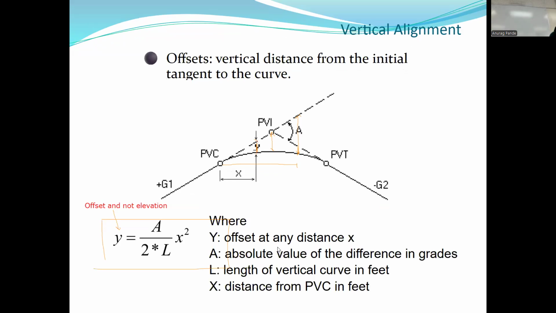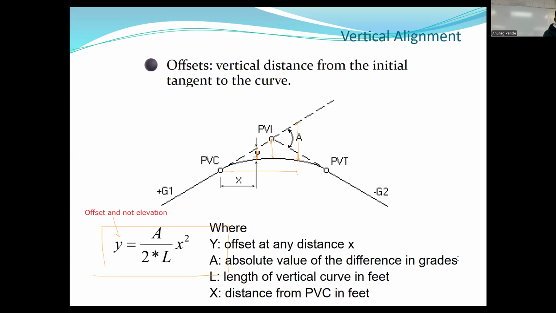So why is the offset at any distance x? Now, x is the same way. The way we measure the distance x is measured exactly the same way. Capital A is the absolute value of difference in grades, and we measure this in feet per feet. So the unit of capital A here is feet per feet.